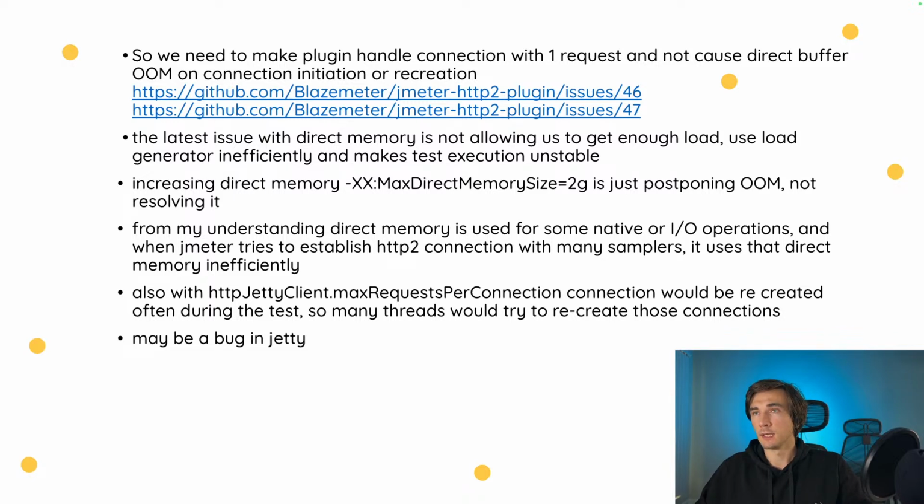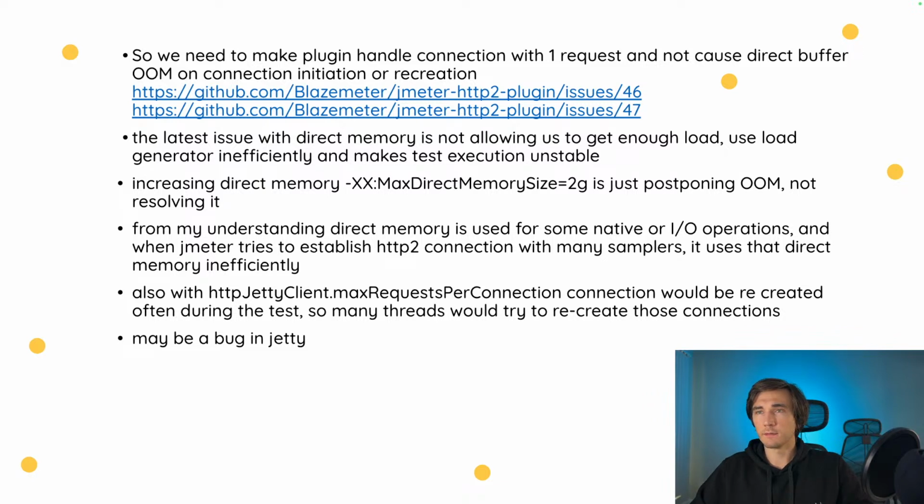We can increase the max direct memory size in jmeter.bat or jmeter.sh, in the same place where you specify the heap size, but it's not the fix. It will just postpone the problem. Because yeah, I'll increase it to 10 gigs, okay, I'll just reach this limit later. So it's not a fix of the root cause.